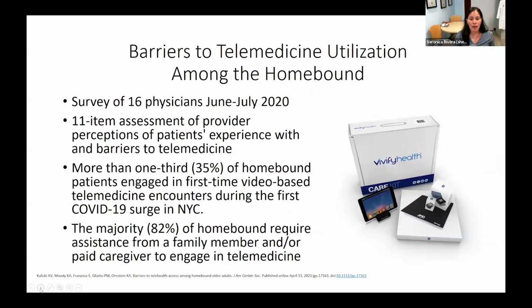A couple other barriers, particularly for homebound patients. More than 1/3 of homebound patients during this COVID-19 surge had their first video visit at that time. And the majority of them, about 82%, required assistance from a family member or paid caregiver to engage in telemedicine.